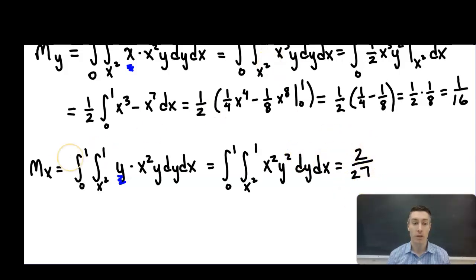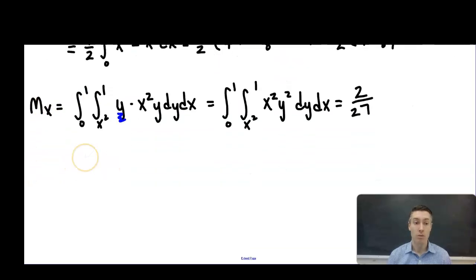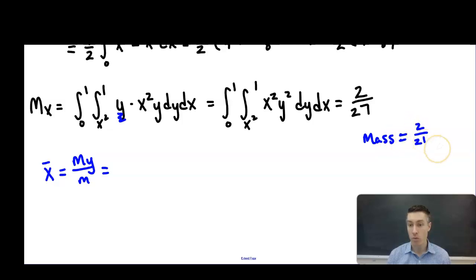So now shifting our focus to computing the center of mass, x bar then is the moment about the y-axis over the mass. And if we remember, the mass for this example was 2/21. Okay, so we have the moment about the y, which was 1/16. Instead of dividing, I'll multiply it by the reciprocal of 21/2. So 21/32 is x bar, or the x-coordinate of the center of mass.